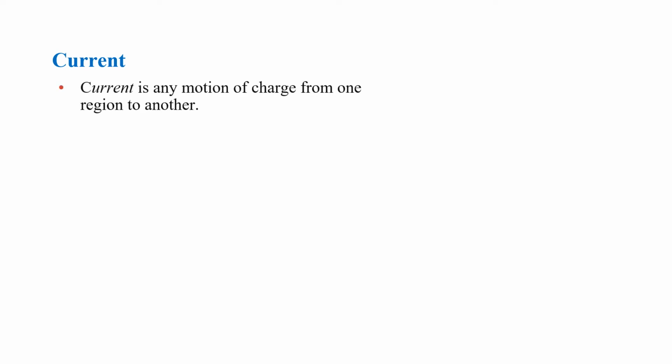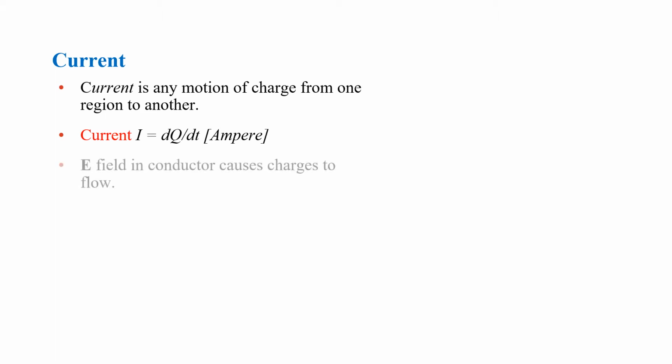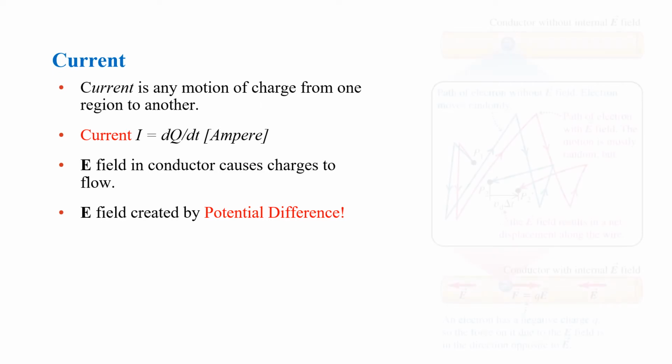Current is any motion of charge from one region to another, and this is defined mathematically as current I equal to dq over dt, the time derivative of the motion of charges, and it has units of ampere. The electric field in a conductor causes charges to flow, and this electric field is created by a potential difference or your source of EMF.